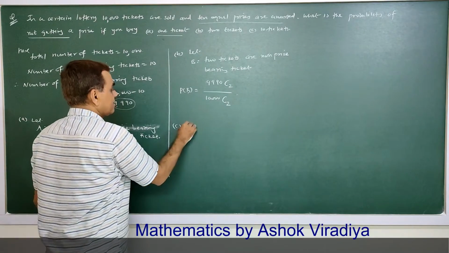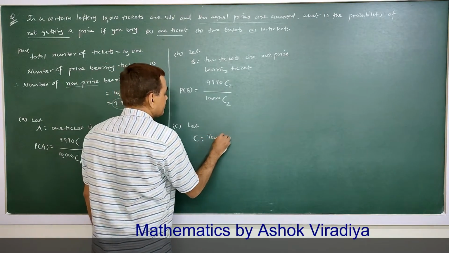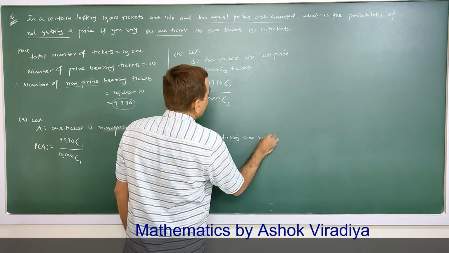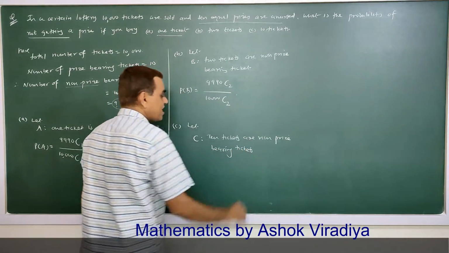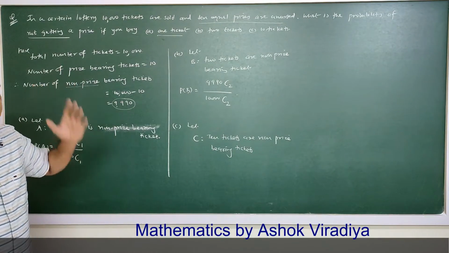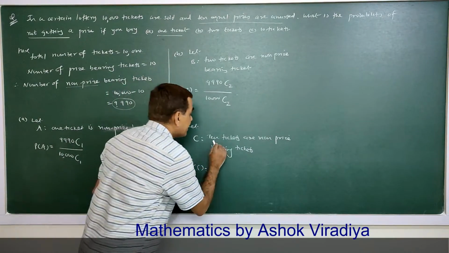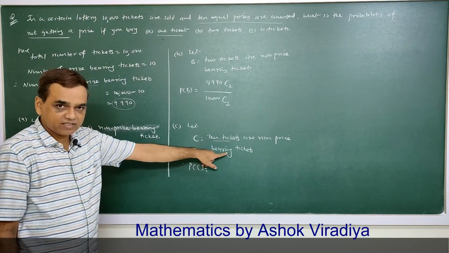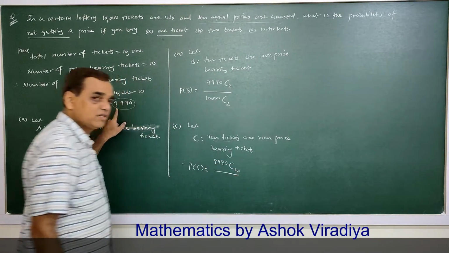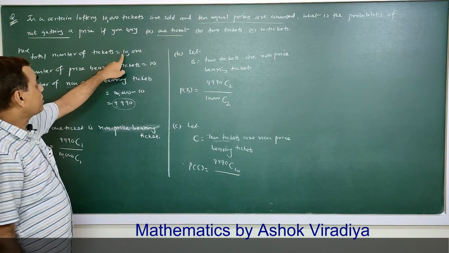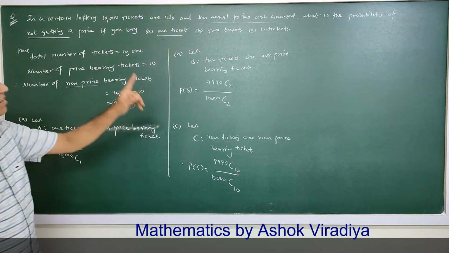If we purchase 10 tickets, let me take event C. C is the event that 10 tickets are non-prize bearing tickets. If all tickets are non-prize bearing, then on no ticket there will be a prize. So the probability of C: we are selecting 10 tickets and all are non-prize bearing, so select 10 tickets from 9,990, that is 9,990 C10, upon the total number of selections of 10 tickets, that is 10,000 C10. So that is the required probability.